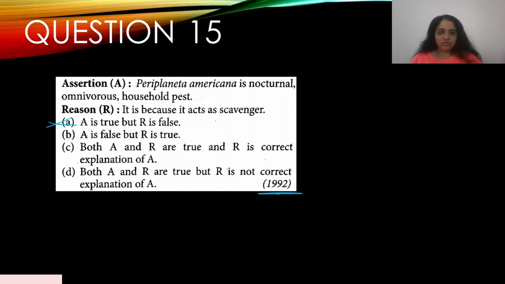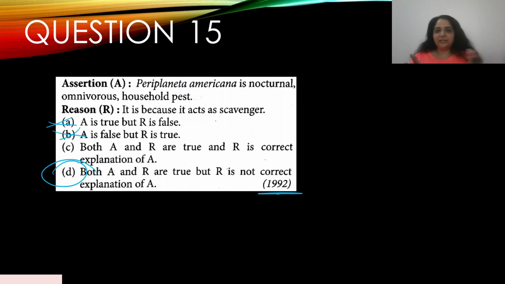Both are correct actually, A and R. A is false, but R is true. That's incorrect. Both A and R are true, but R is the correct explanation of A. Now, if a cockroach is nocturnal, omnivorous, or a household pest, is that why it acts as a scavenger? I don't think so. Well, A and R are true, but R is not the correct explanation of A, could be the appropriate option. That's D.